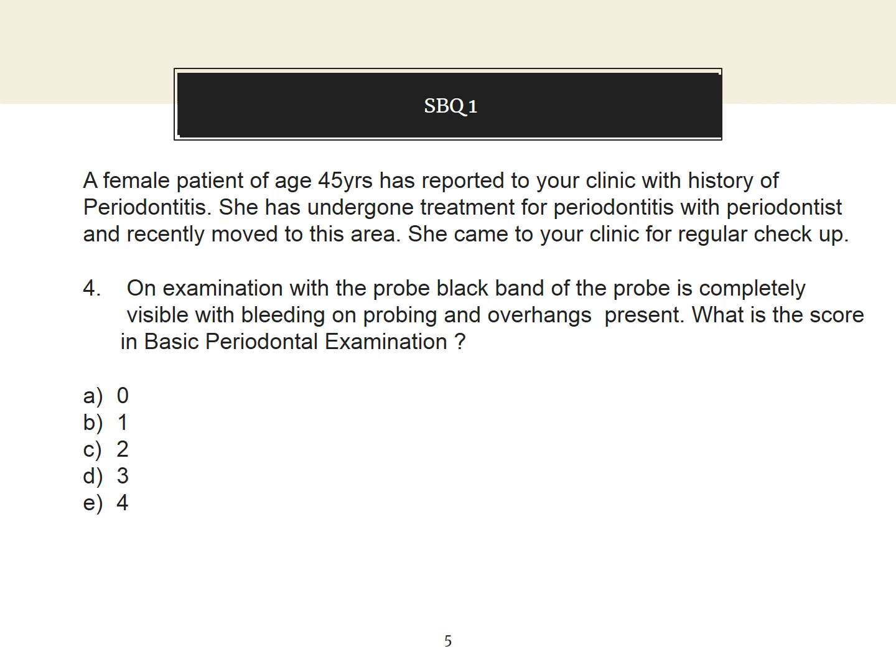So basically when you are checking the patient with the probe, nothing has been mentioned about which probe it is. And with the probe, a black band of the probe is completely visible and with bleeding on probing and overhangs are present. What is the score in the basic periodontal examination? So basically the score is 2. If you are thorough with the BPE, you can easily answer this question.